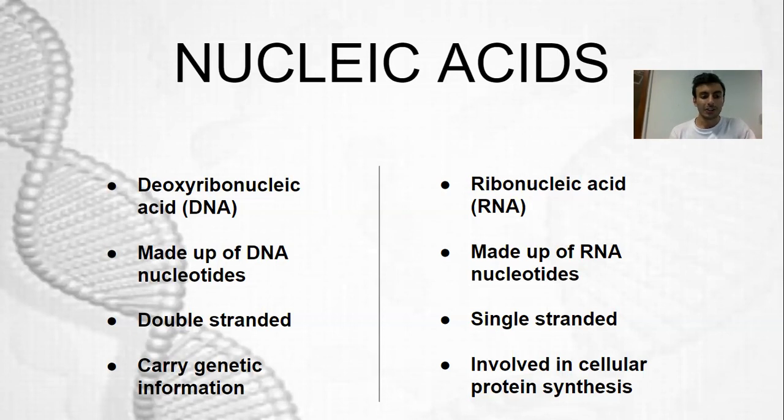So, starting off, what is DNA? DNA is a double-stranded molecule which is made up of DNA nucleotides, which serve as the building blocks of the DNA molecule. The DNA molecule has a very important function, which is to carry all the genetic information of an organism. It is this genetic information which gives the organism its specific features and characteristics, and it is this genetic information that is passed on from one generation to the next.